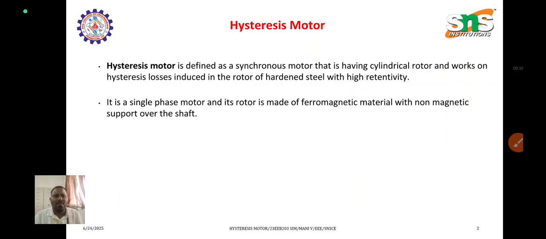So here is the main principle behind the hysteresis motor. The motor works on the hysteresis losses induced in the rotor, which is made of steel with high retentivity. It is a single phase motor, and the rotor is made of ferromagnetic material, supported over a non-magnetic shaft.